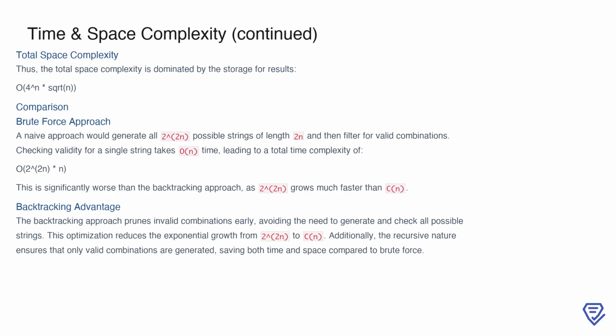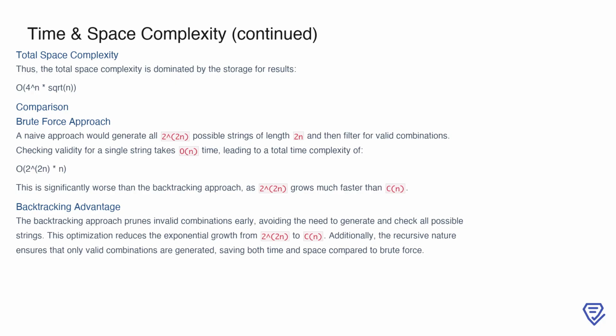To put this into perspective, let's compare this backtracking approach to a brute force method. A naive approach would generate all 2^(2n) possible strings of length 2n and then filter for validity. Since checking a single string for validity takes O(n) time, the overall time complexity for brute force would be O(2^(2n) * n).